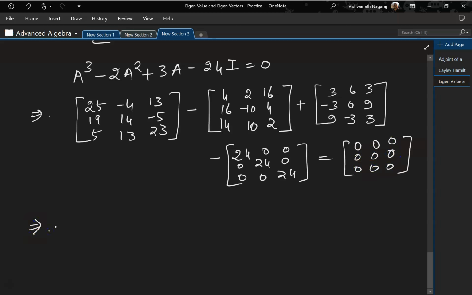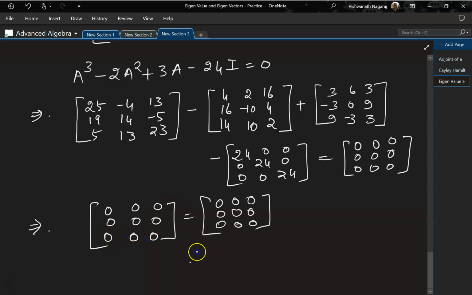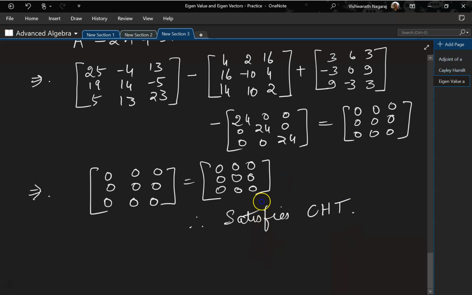So this implies 25 minus 4 is 21. 21 plus 3 is 24. 24 minus 24 is 0. Minus 4 minus 2, minus 6, plus 6 is 0. 0 plus 0 is 0. 0 minus 0 is 0. And if you do like this, you will notice that all of them are zeros. So therefore, it satisfies the Cayley-Hamilton theorem.